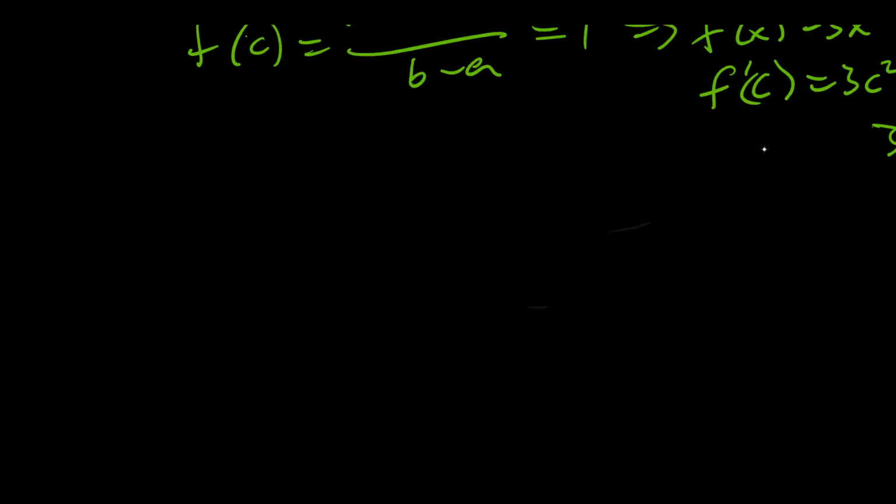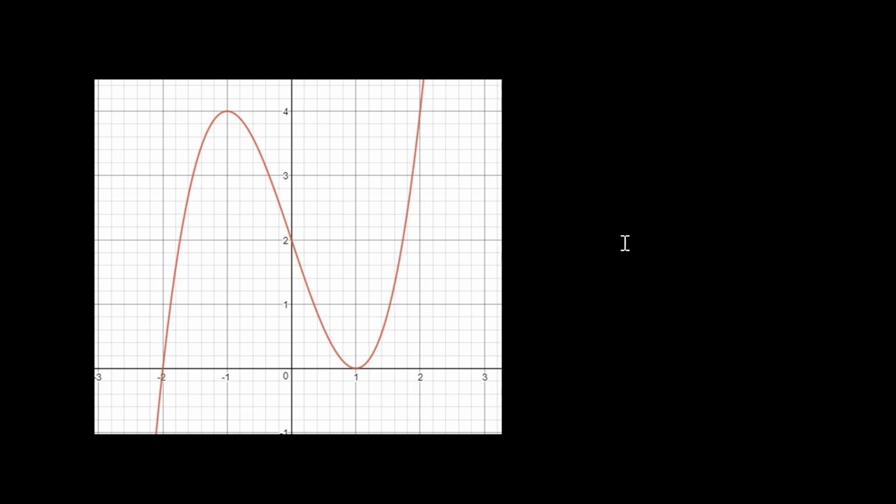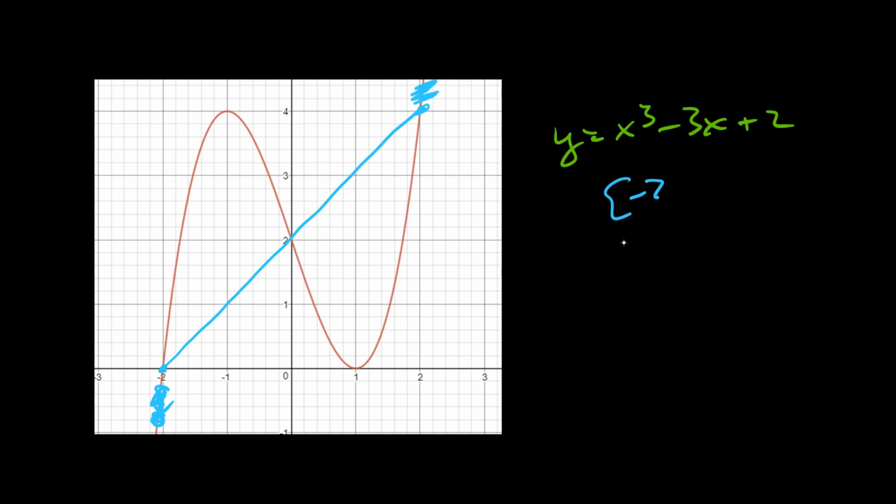All right, so what I've done is I've graphed it, and let me pull it over here. And here it is. So this is y equals x cubed minus 3x plus 2. We're looking at the interval from negative 2 to 2. And then when we draw a line between those two, those are the endpoints. Now the graph continues on, but we don't care about where it continues on. We don't care about any of this. We just care about what's inside between negative 2 and 2.